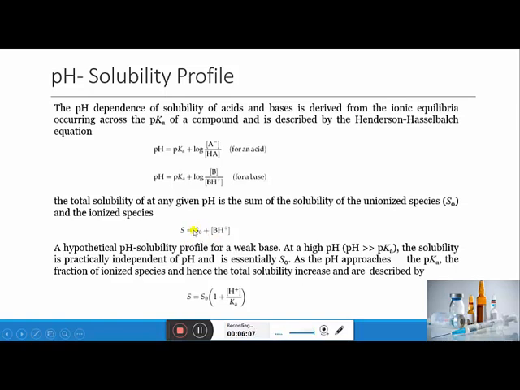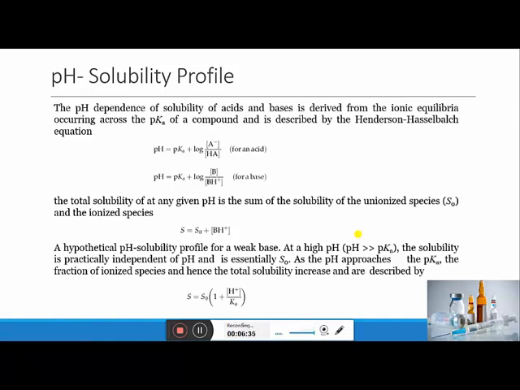The solubility of unionized species is called intrinsic solubility, which is a very important parameter for the bioavailability of a drug. So if we consider a hypothetical case in which we assume a weak base drug, for a weak base drug, if pH is greater than pK, in that case solubility is practically independent of pH. Why is solubility practically independent of pH?